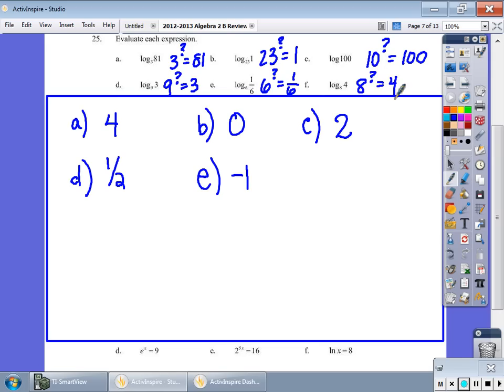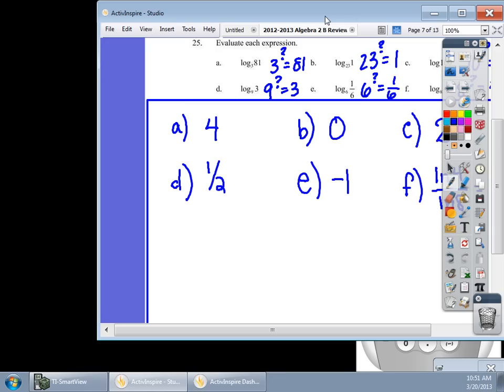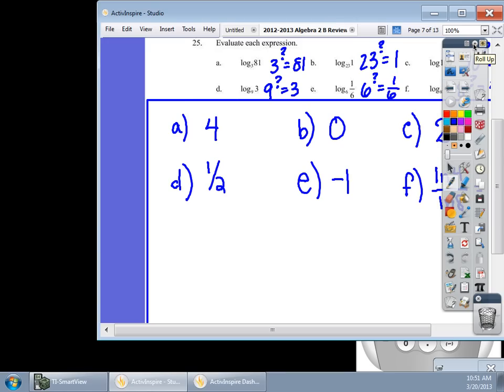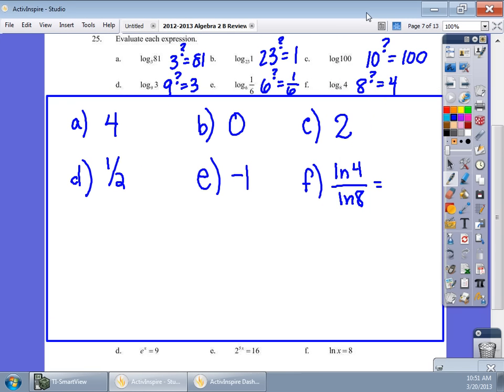I don't know that one off the top of my head. So we could use our change of base formula and write this as the natural log of 4 divided by the natural log of 8. You were to write that formula down today. We hit enter, and I want to turn that into a fraction, 2/3. So for letter F, that is 2/3.